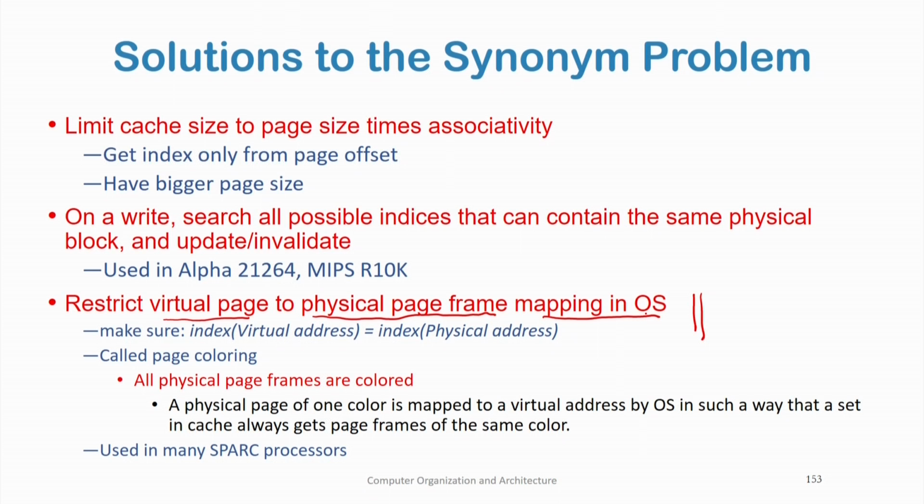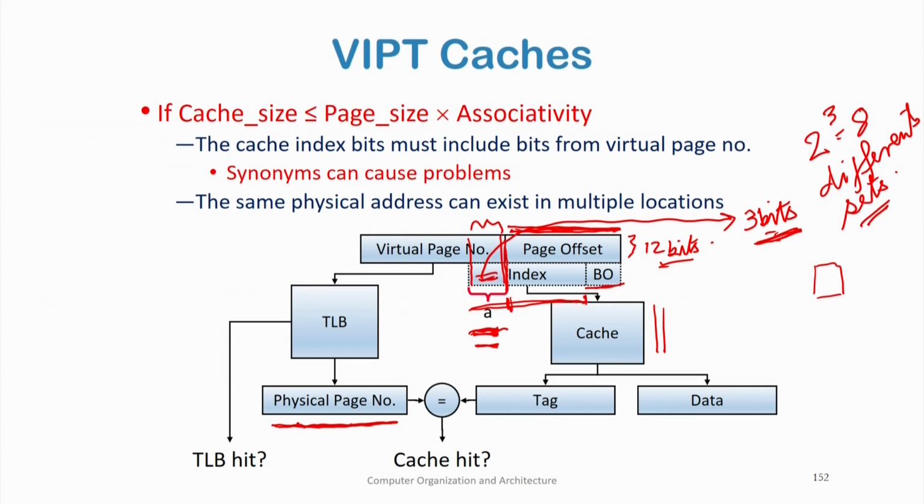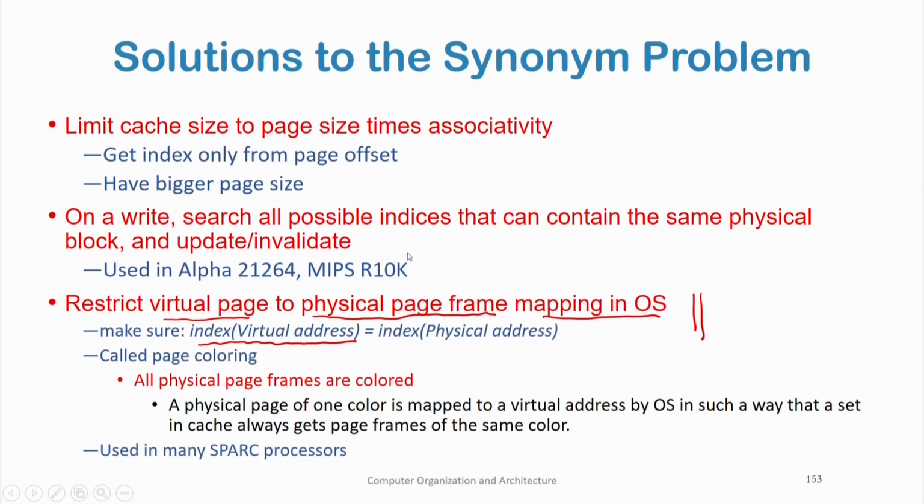So, how will we do this? We will try to make sure that the index that the virtual address produces, so virtual address meaning this entire thing is basically part of the virtual address. That is why it is a virtually indexed cache. So, the index that the virtual address produces, we will try to make it the same as the index that the physical address would create.